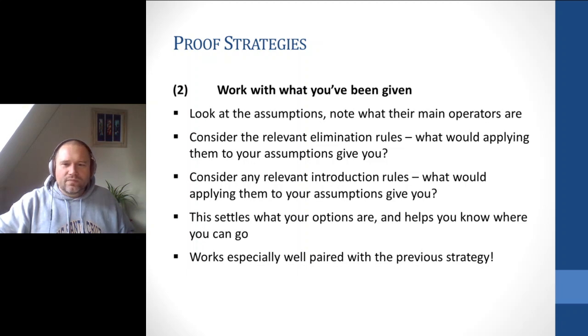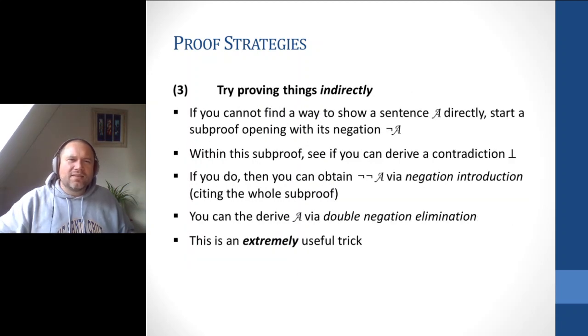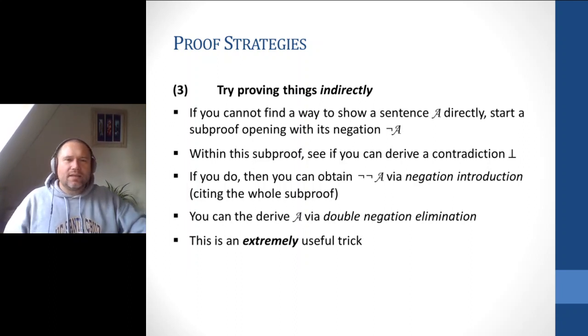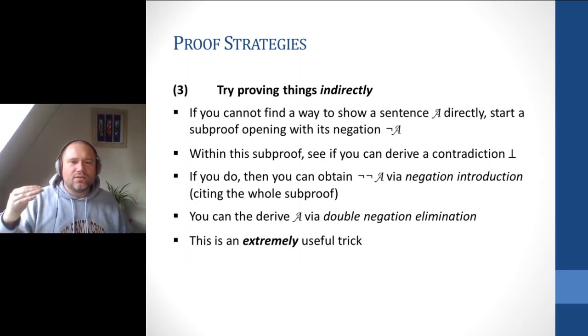Now, the third strategy is a little bit more difficult, but it's extremely useful. And this is to try and prove things indirectly. So the idea here is instead of constructing a proof directly to some sentence A, we're going to show that its negation must be false.